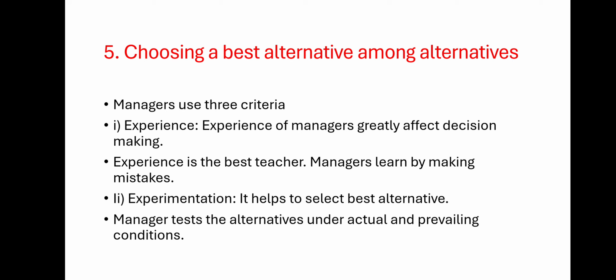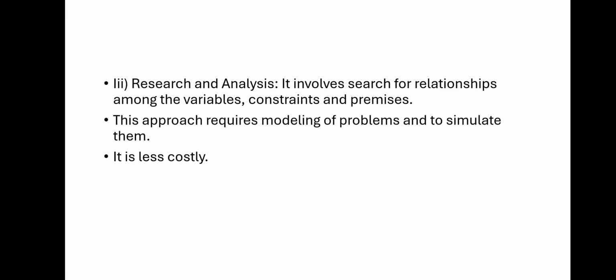Experimentation. Sometimes managers choose the best alternative by experimentation and they find the correlation analysis. The manager tests the alternatives under actual and prevailing conditions. Then the third is research and analysis. Managers choose the best alternative by research and analysis. They find the relationship among the variables, constraints, and premises. This approach requires modeling of problems and simulating them. This research and analysis is less costly.